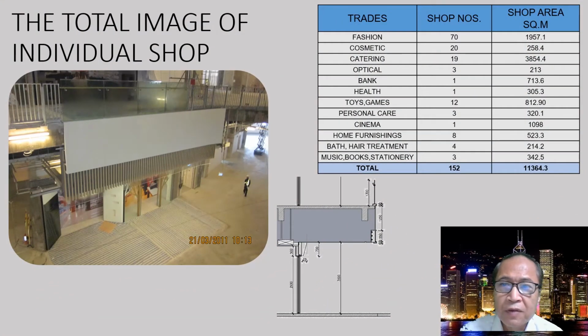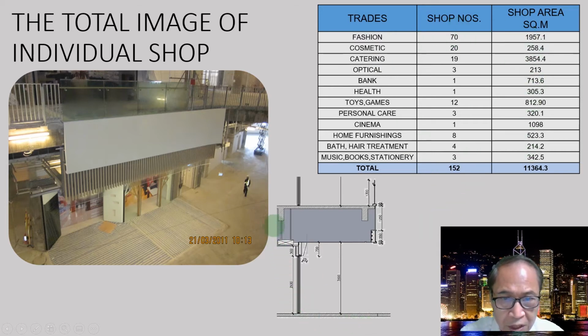The total image of the individual shop. Mostly in a shopping center, we have a total image. This is the unified image of the individual shops, which is designed by the landlord or the building management and the interior designer. This is the mock-up of the design for the client's approval of a typical shop front. Sometimes we have different trays, and we should design the location of each tray and the combination. You see the shop numbers and the area shown here.